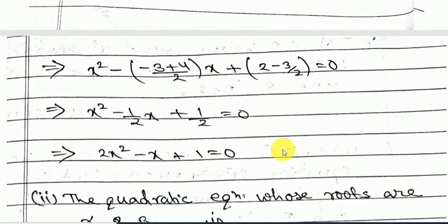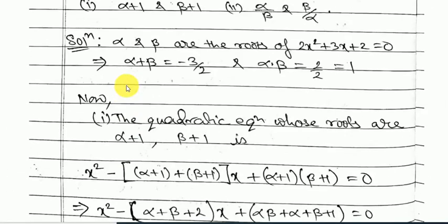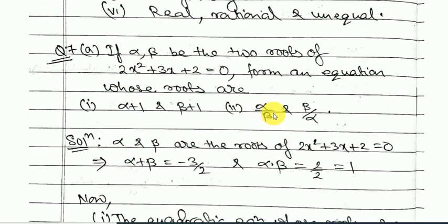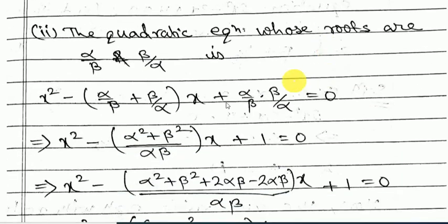Next, we have to find the equation whose roots are alpha upon beta and beta upon alpha. So roots are given to us, then the equation will be x square minus the sum of the roots into x plus the product of the roots. Now you have to write this expression in terms of alpha plus beta and alpha into beta, and the same goes for this. So simplify it.